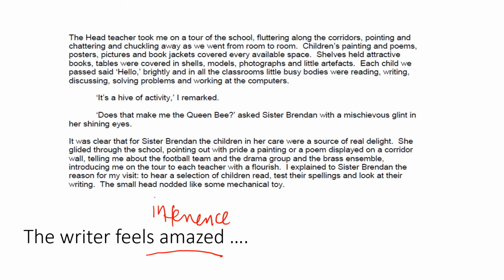Just quickly have a look at that text there and see if you can spot the techniques in there that we could talk about that show that the writer is amazed. Now I'm going to go through some of the things you could have mentioned. Usually there'll be lots of things in the text, so we're not going to pick everything. We're just going to pick a few. So we could talk about the verb, fluttering. We could talk about the list.